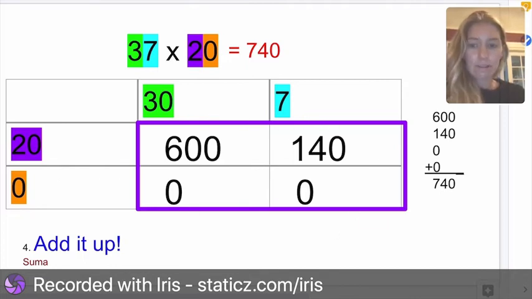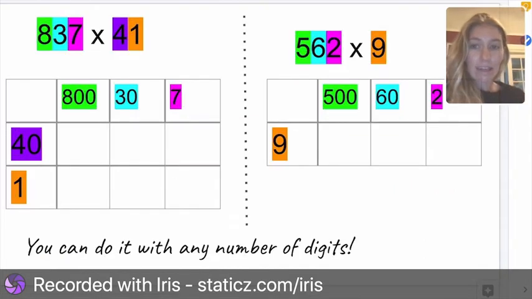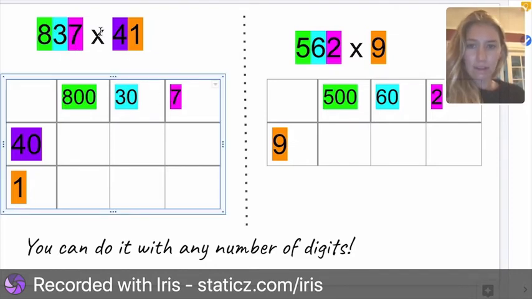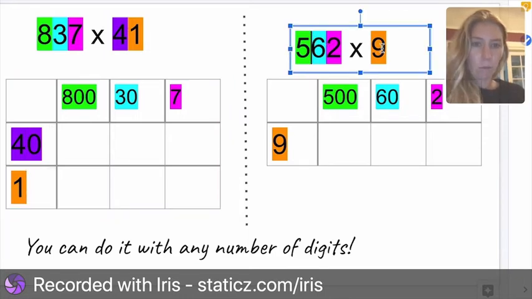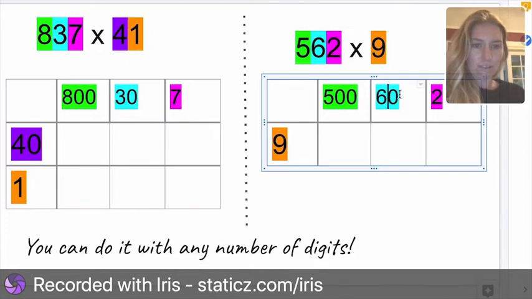And today I want to teach you that you can do this with any number of digits. So this is a 3-digit problem. I have 837 times 41. This is a 3-digit by a 1-digit problem. So I have 562 times 9. So you just set up your boxes with however many digits you have. If I had a lot of free time and I was kind of bored, I could do this with a 10-digit number, and it would still work just the same.